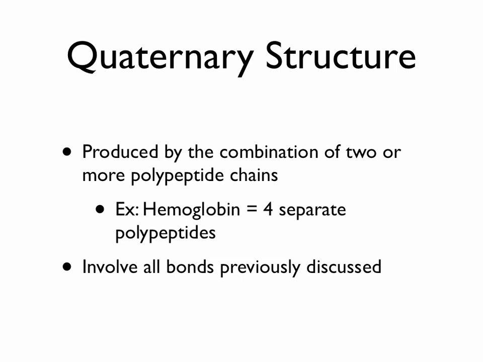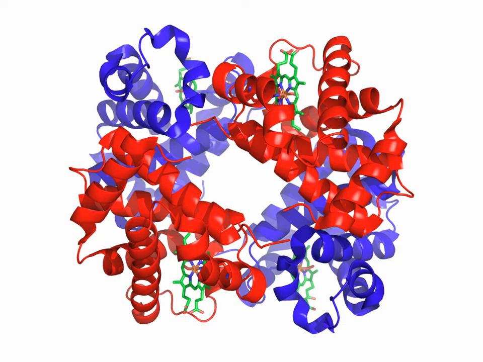And quaternary structure involves all of the bonds that we've previously discussed. So H bonds, ionic bonds, disulfide bridges, hydrophobic interactions, you name it, those bonds are involved in quaternary structure. This is what hemoglobin looks like. Isn't it awesome? The red part on the left is a separate polypeptide chain from the red part on the right. The blue part on the left is separate from the blue part on the right. That's 4 different polypeptide chains.